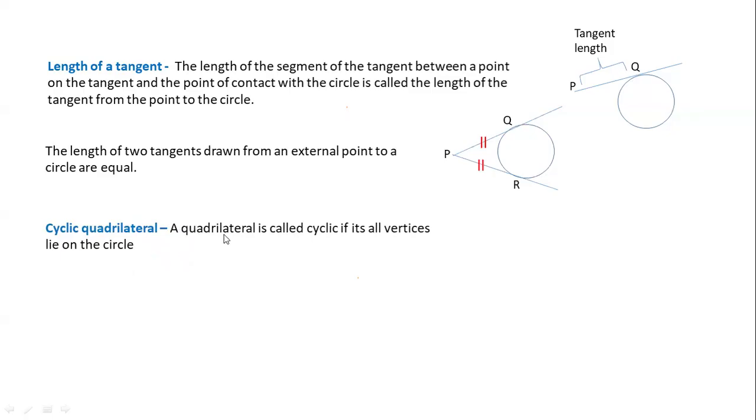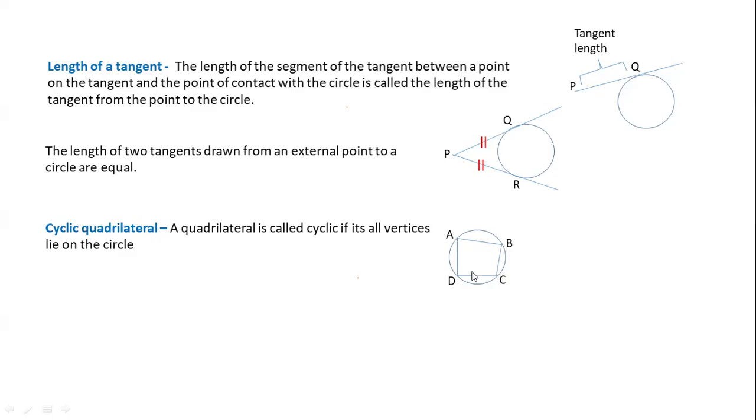Cyclic quadrilateral. A quadrilateral is called cyclic if all its vertices lie on the circle. That means the corners of the quadrilateral are on the circle, then it is called a cyclic quadrilateral. This is a circle. We draw a quadrilateral. These corners are on the circumference of the circle. Therefore, this quadrilateral is called a cyclic quadrilateral. You can name it ABCD.